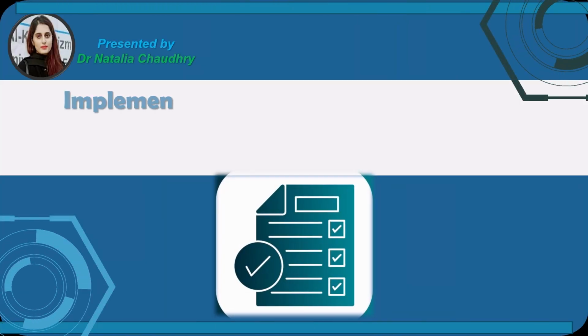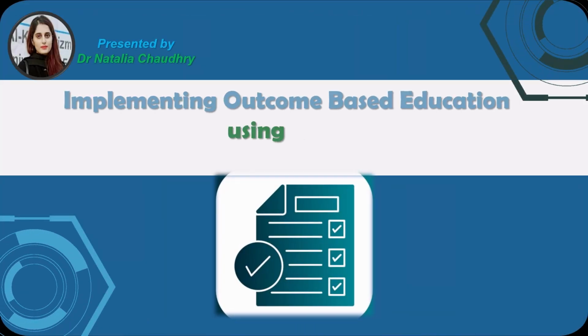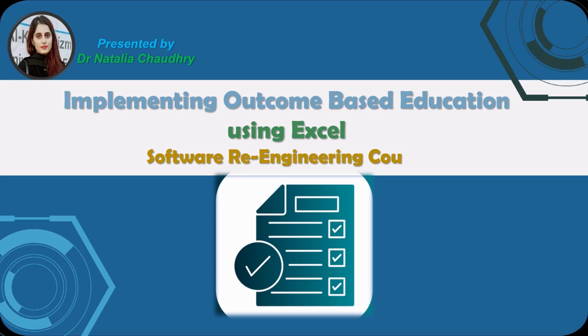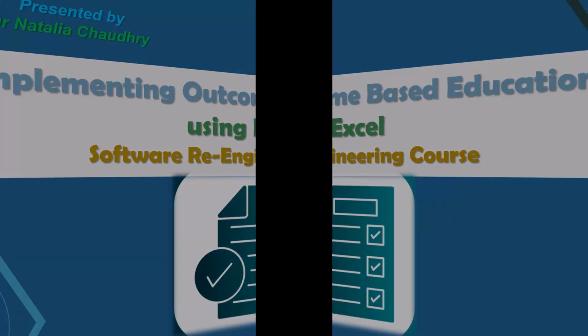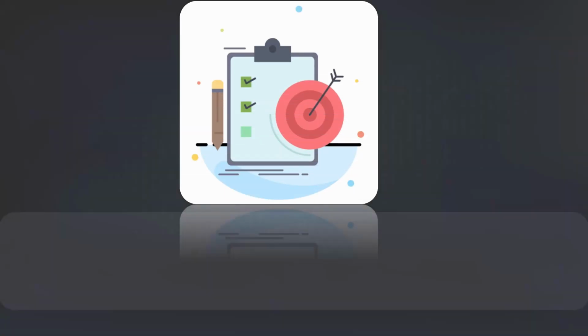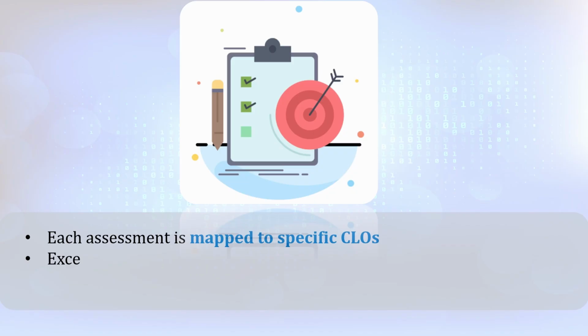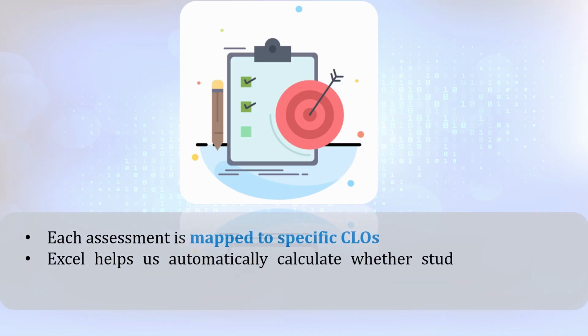In this video, I will explain how Microsoft Excel can be used to implement outcome-based education, or OBE. In OBE, the most important part is measuring whether students are achieving the course learning outcomes or not. Each assessment, such as quizzes, assignments, or exams, is mapped to specific CLOs, and Excel can help us automatically calculate whether the student meets the required threshold or not.